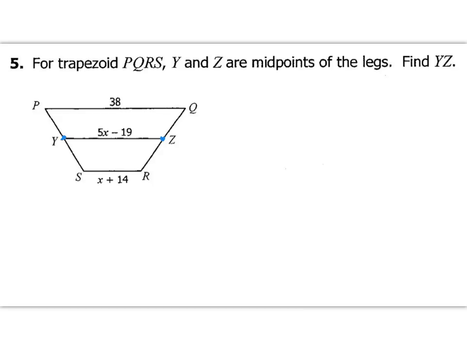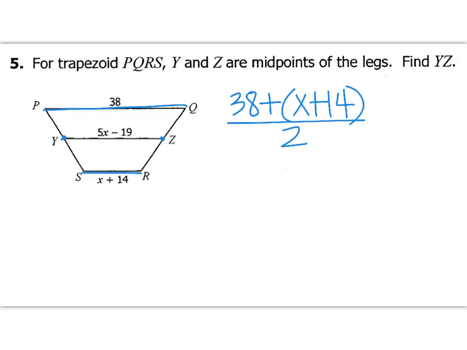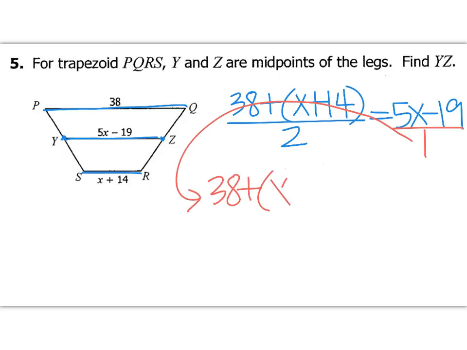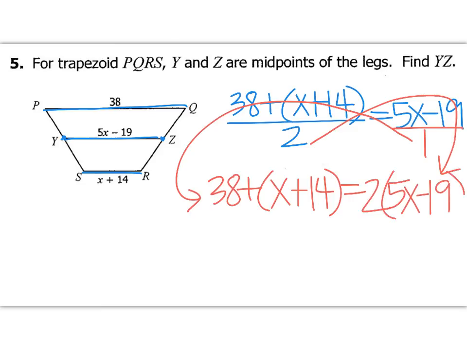So we know that if we add the two bases together, so PQ plus SR, so we're going to say 38 plus X plus 14, and if we divide that by 2, we're going to get the midsegment, which we know is 5X minus 19. So what we want to do now, turn it into a proportion and cross multiply. So on the left side, we get 38 plus X plus 14 equals, cross multiply, 2 times 5X minus 19.